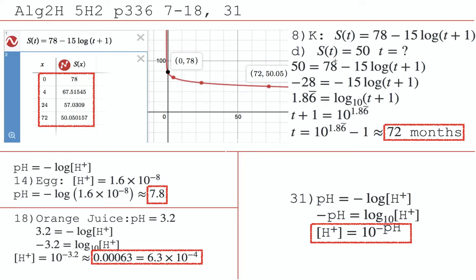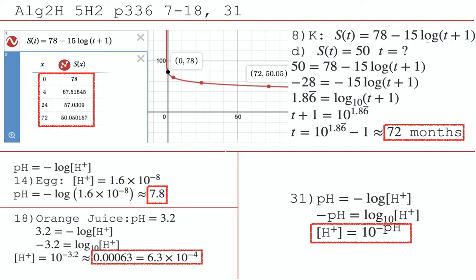Anyway, part D is maybe a little bit trickier. If you give it an output of 50, then what would the input have to be? What would the time be? So you put 50 over here, and then you can subtract 78 from both sides, divide both sides by negative 15, and then this is a log equation. Remember, the base is 10.